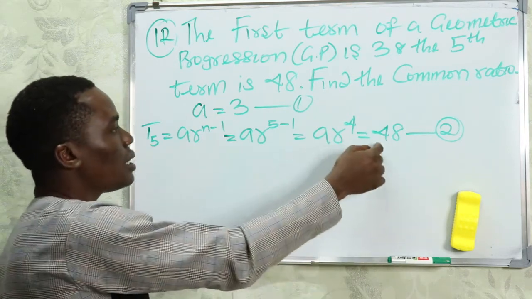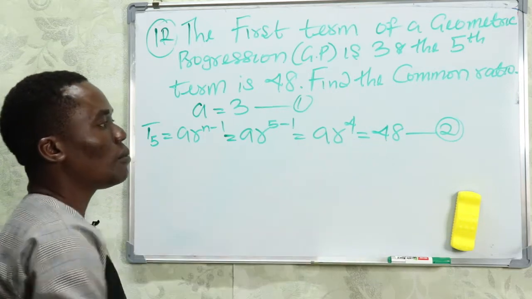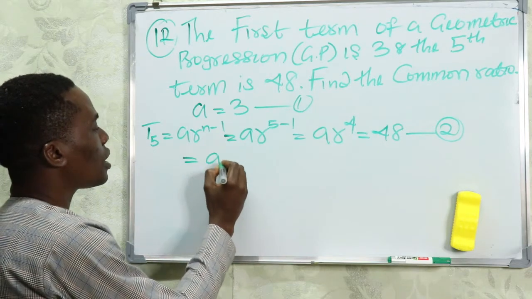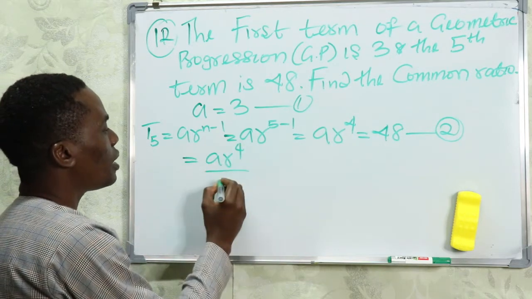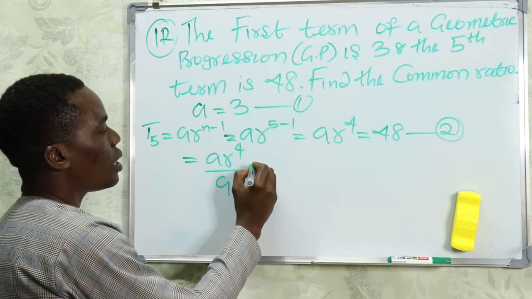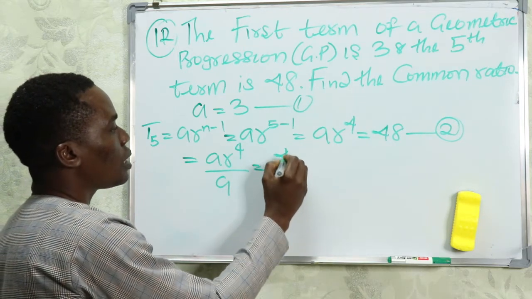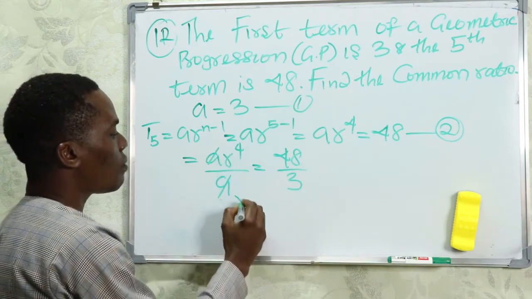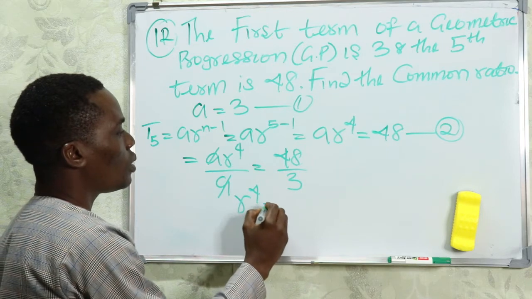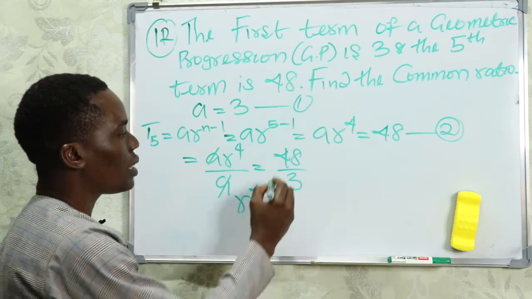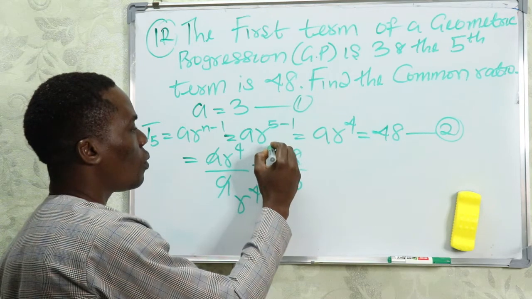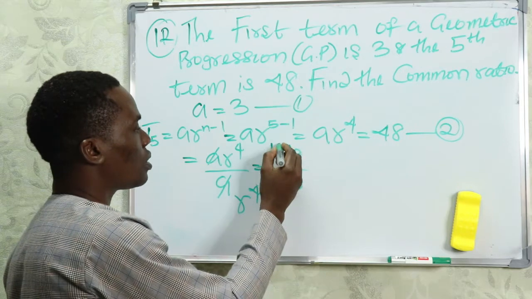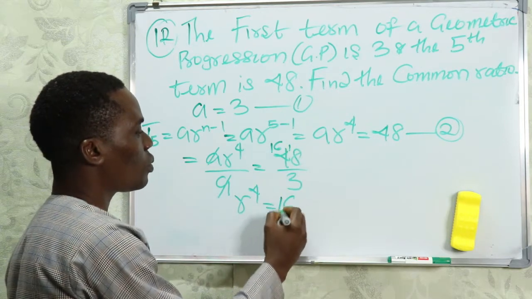Now we have to divide equation 2 by equation 1. Now if we do that, we are going to arrive at ar^4 divided by a, and that will be equal to 48 divided by 3. This will cancel this, and we'll have r^4 equal to 48 divided by 3. 3 into 4 will give us 1, remainder 1. 3 in 18 will give us 6. So we'll have this to be equal to 16.